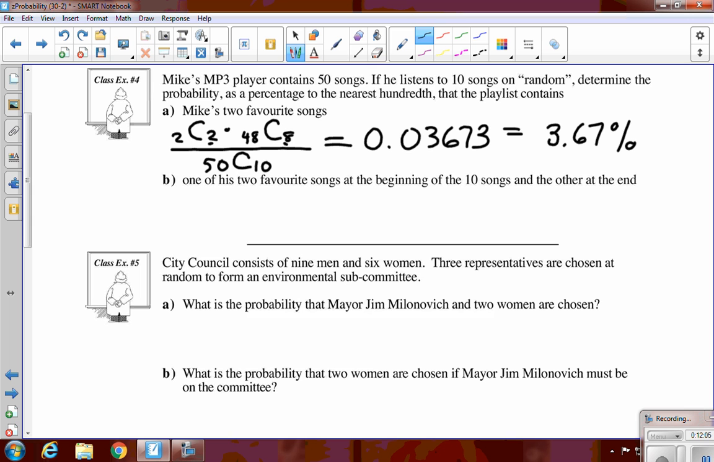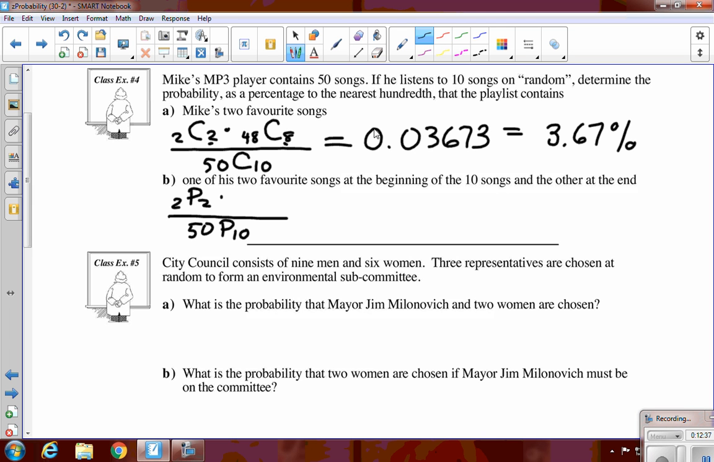the second part is one of his 2 favorite songs at the beginning of the 10 songs, and the other one at the end. What does that tell you about the order of these songs now? It matters. So now this is a permutation. On the bottom, we have 50 songs. We're going to permutate 10 of them because the order is important. His 2 favorite songs, is the order where they go important? Yeah, so we say his 2 favorite songs. Now we're putting them in a specific order. 2 permutate 2.